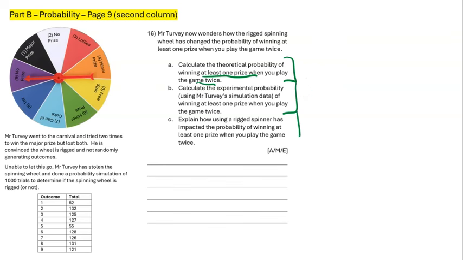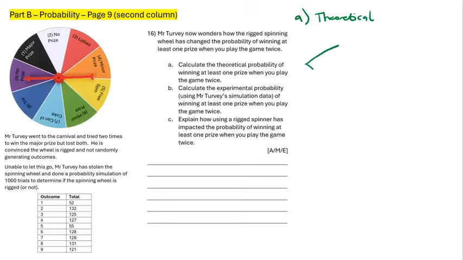And the final question is asking you to explain how the rigged spinner has impacted the probability of winning one of the prizes, or at least one of the prizes. So let's start off with question A. Let's do the probability tree for that. So this is the theoretical outcome, isn't it? So I'll write the theoretical up here just so I can highlight that a bit more for you all.